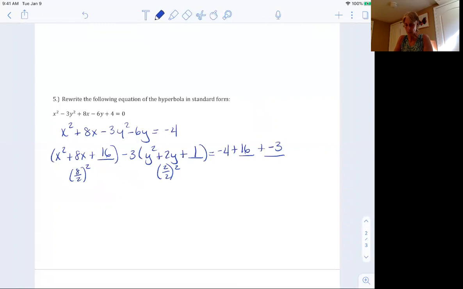Now I'm going to write it in factored form and clean up my other side. This becomes x plus 4 squared. I didn't want to write that on the bottom there. X plus 4 squared. Y plus 1 squared. -4 plus 16 plus -3. So that winds up being 9. Last step is divide by 9. And your finished version.